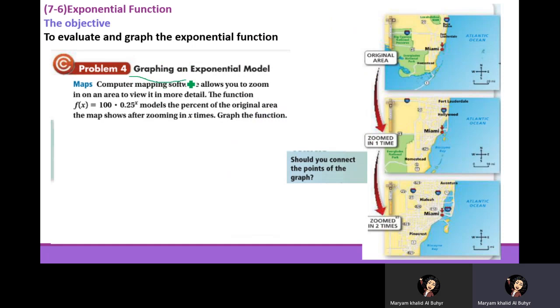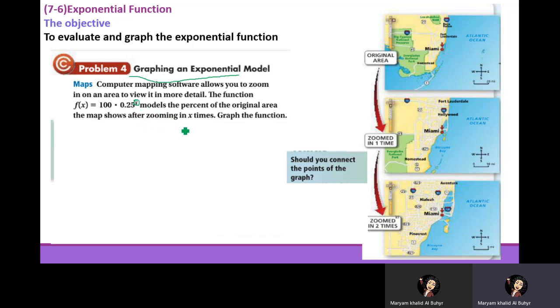Graphing an exponential model. If you have computer mapping software, it allows you to zoom in on an area to view it in more detail. So this function, f of x, models the percent of the original area the map shows after zooming in x times. So what is x? This x represents the number of times that you zoom in.